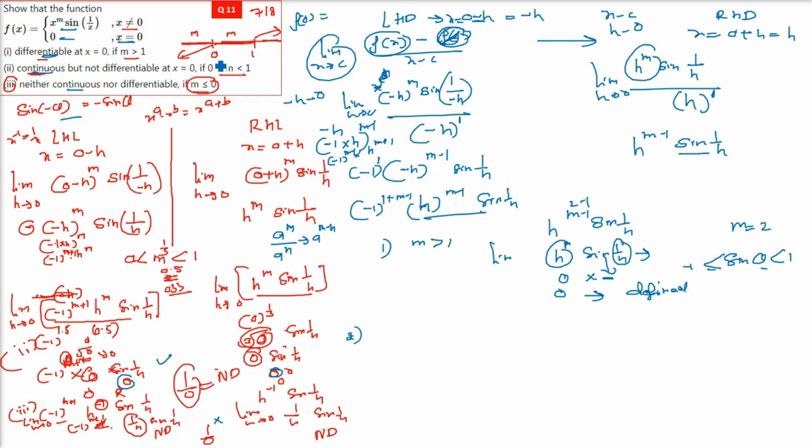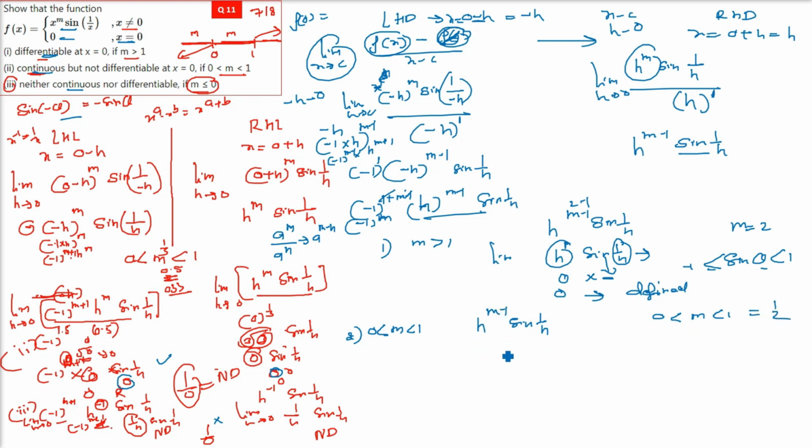Second case is m between 0 and 1. Now when m is between 0 and 1, same thing we are going, because LHD and RHD, they are equal now. So h raised m minus 1, this we don't have to worry about. You will say that there is a negative raised to the power m, negative 1 raised to the power m, but it will not affect. You will just see, the limit is on h, not m. So h raised m minus 1 sine 1 by h. Now m is between 0 and 1. Just take some value. m you can take it as half, 0.5.